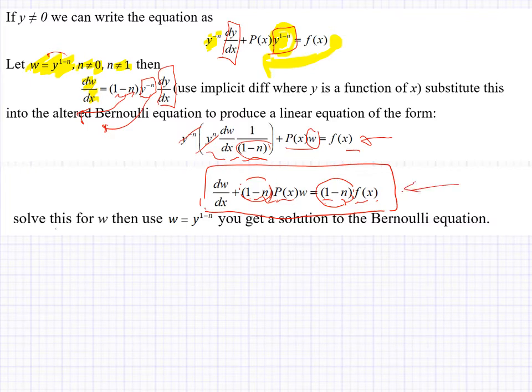So then we would solve this for w using the methods that we learned to solve linear differential equations. And then when we're done, we're going to use the substitution that we had to resubstitute back in and figure out what the solution is in terms of y. Once we have that, we have the differential equation solved for the function y that we were looking for. So this substitution is what makes it all happen. So let's look at an example.